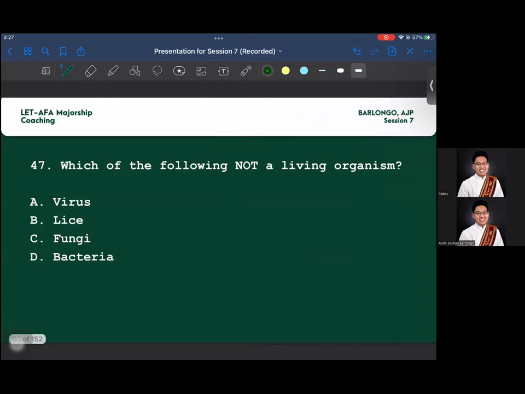Number 47, which of the following is not a living organism? A, virus, B, lice, C, fungi, or letter D, bacteria.